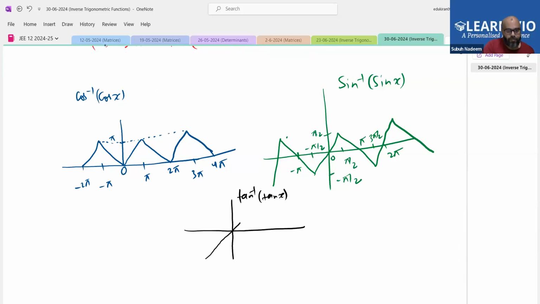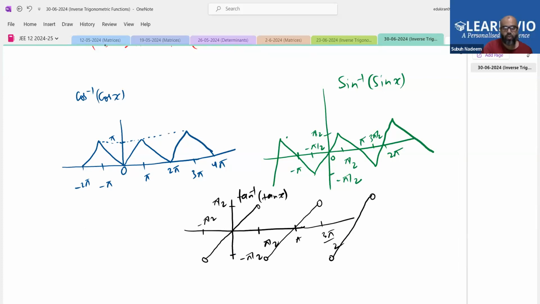is like this. Pi by 2, minus pi by 2. This is minus pi by 2. This is pi by 2. This endpoint is not included. Then from here, this line, this is pi. This is 3 pi by 2, and so on. This graph goes on.